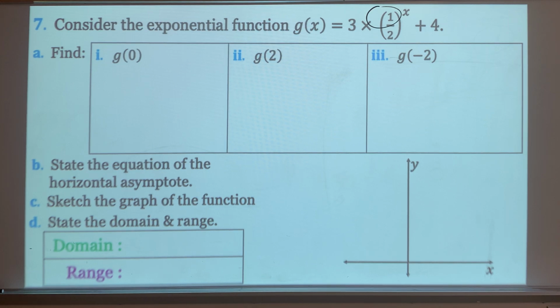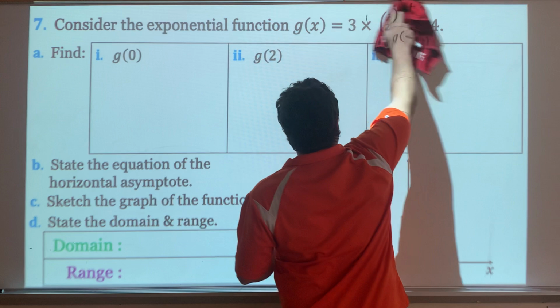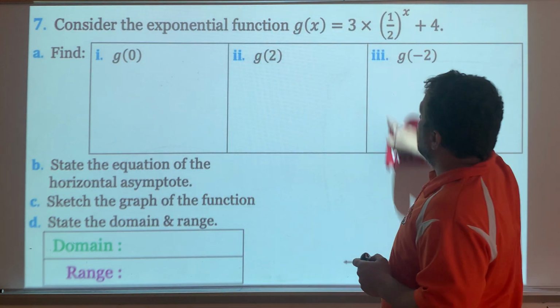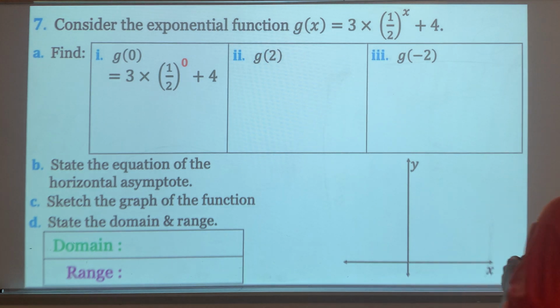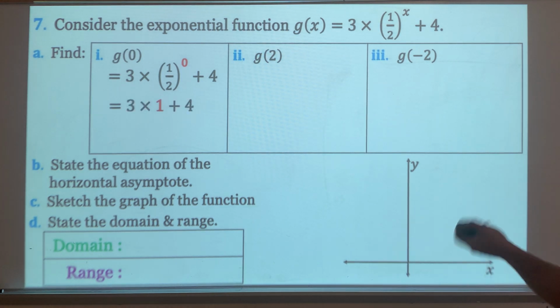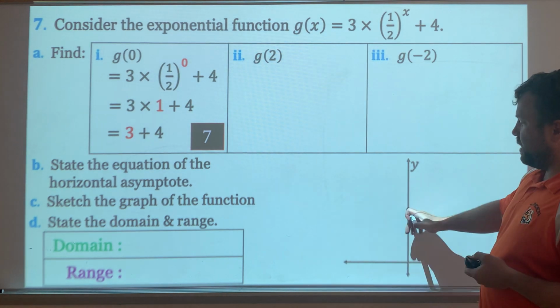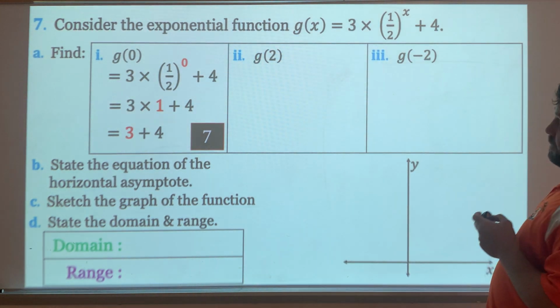All right, should be done. Now, I know I'm moving a little quick here, but I am pausing and going as you go. So find g of 0. 3 times 1/2 to the 0 power. 3 times 1 plus 4 is 3 plus 4, which is 7. So 0, 7, you can put it right here. Now 0, 7 is your intercept.